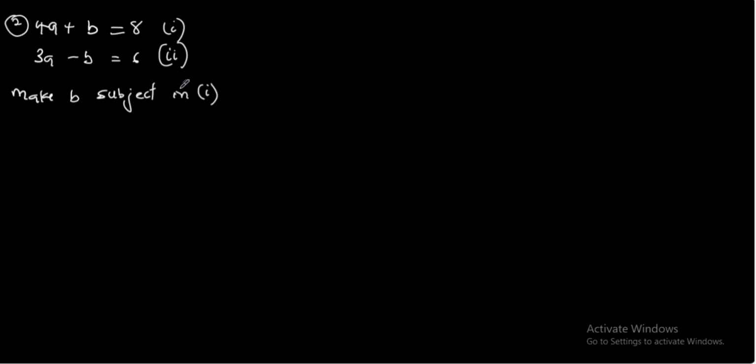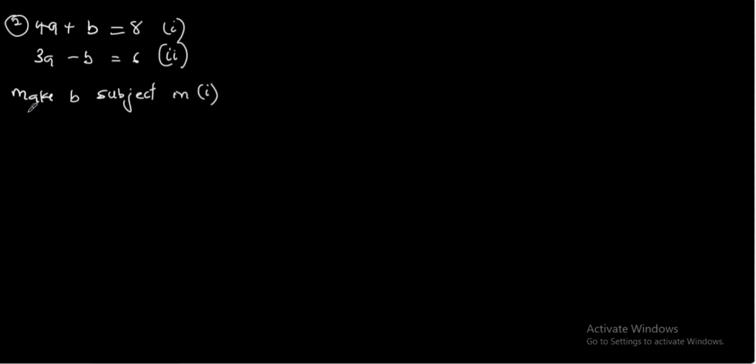Now, the reason why I'm making b the subject of the formula: you can make any of the variables the subject of the formula. The reason why I chose b is because b is positive and b has no coefficient, so it will be easier for me, and it won't have a fraction. It makes the calculation very easy for me.